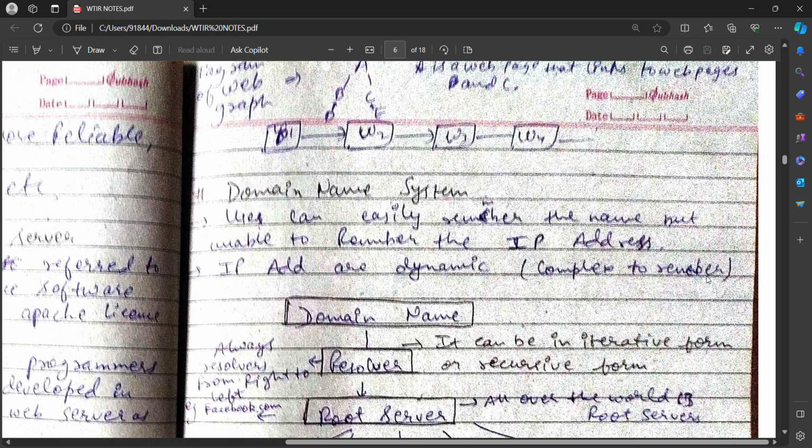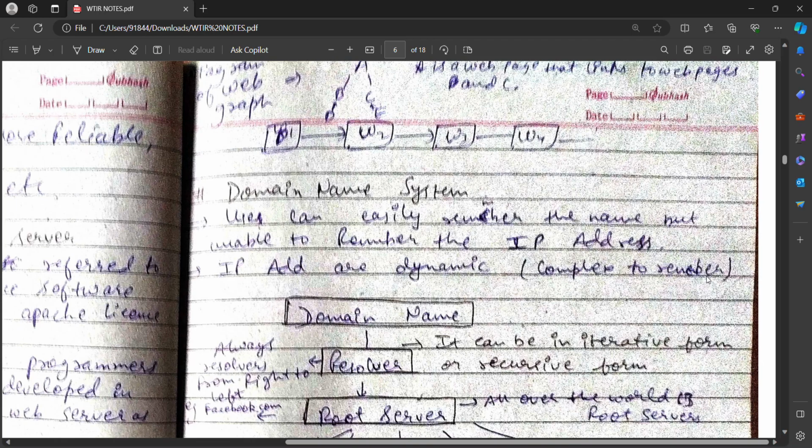So basically an IP address changes due to the location. Okay, they are dynamic, they are not static. An IP address is in the form of decimals, and it is a 32-bit number. So remembering a 32-bit address is very complex for us, because remembering these digits is harder in comparison to remembering a name.